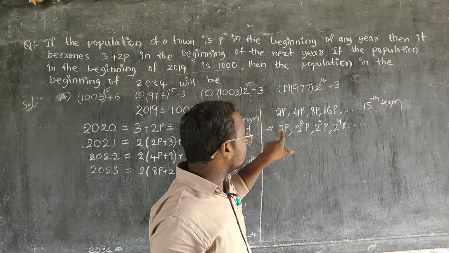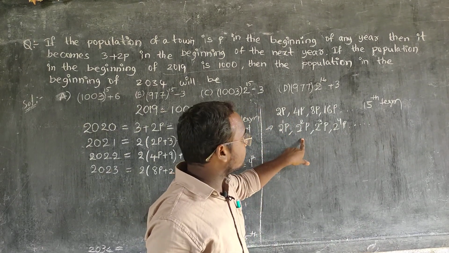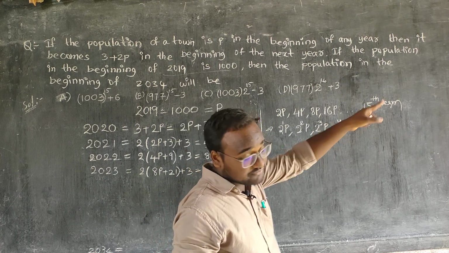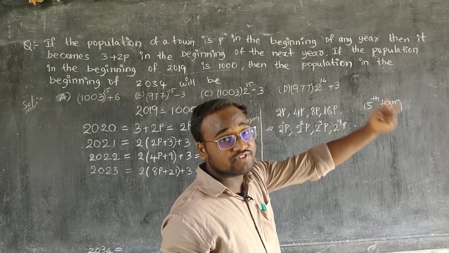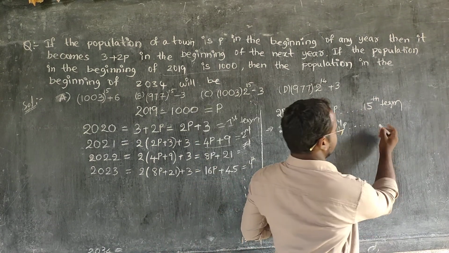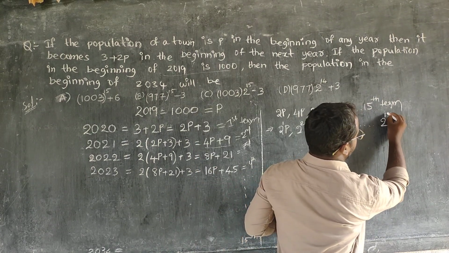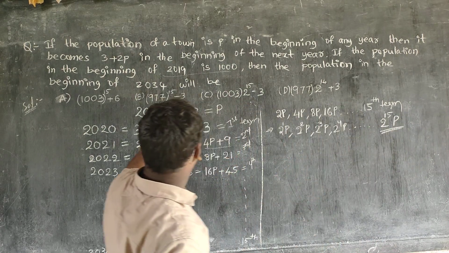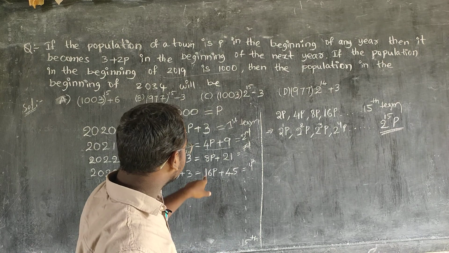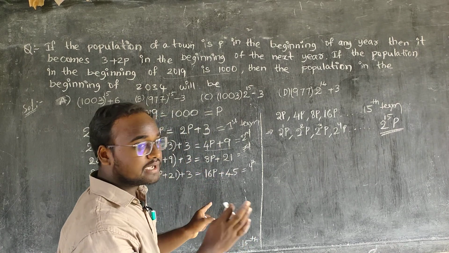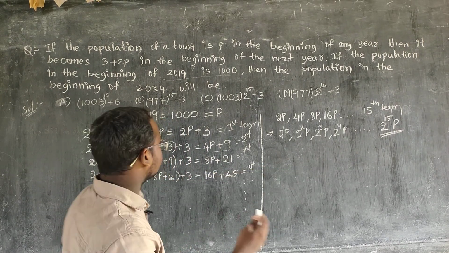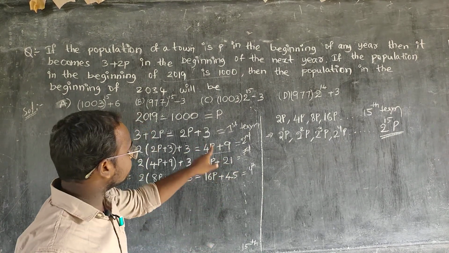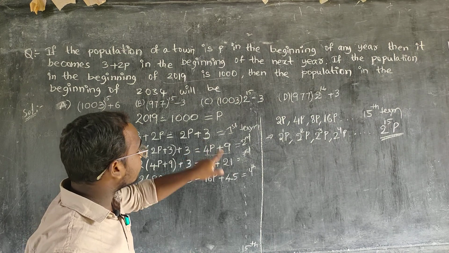First term is 2 to the power of 1, second term is 2 to the power of 2, third term is 2 to the power of 3, fourth term is 2 to the power of 4, then the 15th term is 2 to the power of 15p. Okay. We got this in the 15th term, the term having the p value. Then next, the numerical values, single terms, that are not having the p.